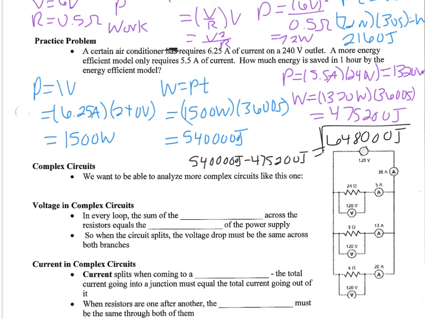So that's about how much energy you're saving by using the energy efficient model. All right, so we have power, current, voltage, resistance. All four of those things are going to apply to circuits.